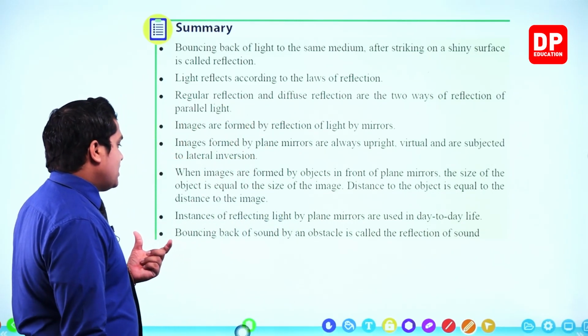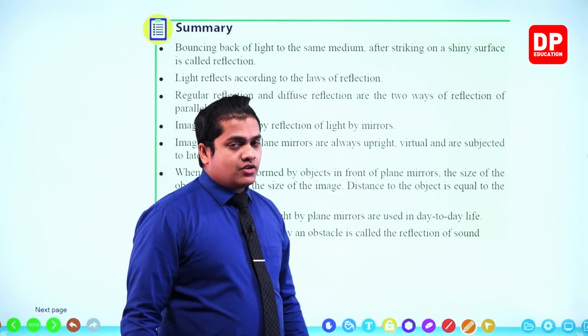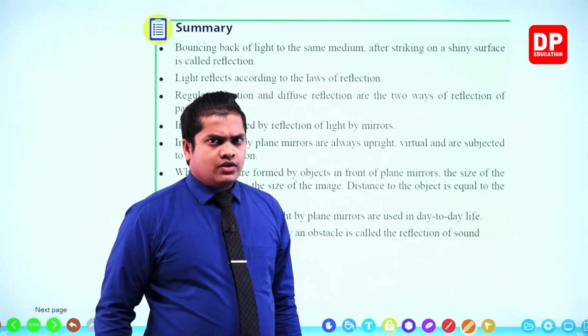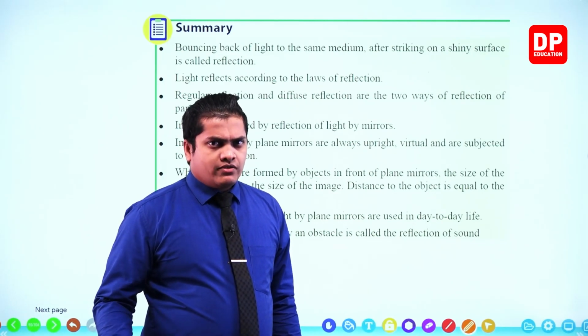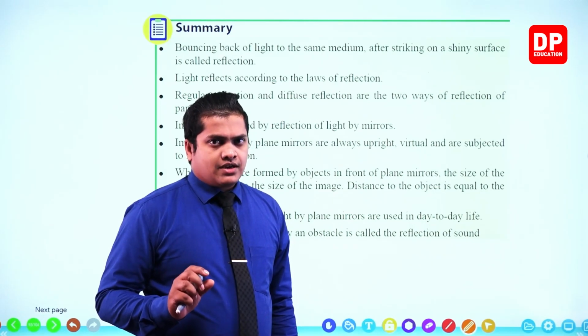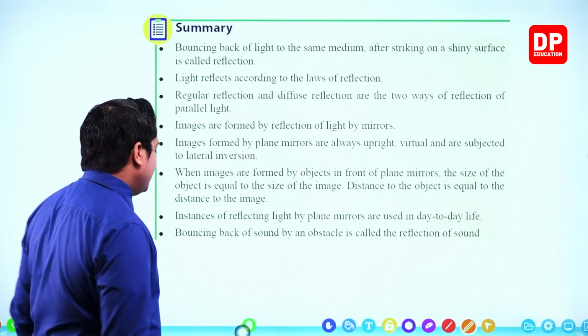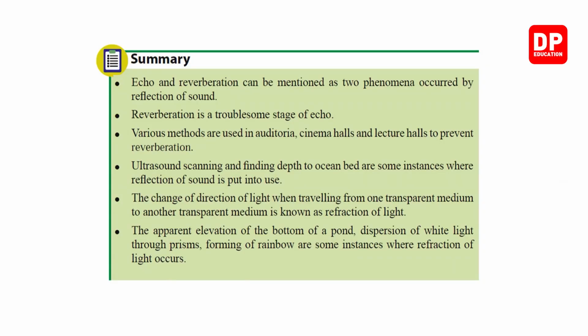Then, my dear children, bouncing back of sound by an obstacle is called the reflection of sound. Then we studied about sound. The bouncing back of sound waves, same as light, when struck on a certain object or an obstacle, is called the reflection of sound. Echo and reverberation can be mentioned as two phenomena caused by the reflection of sound. Because of the reflection of sound, echo and reverberation happen.